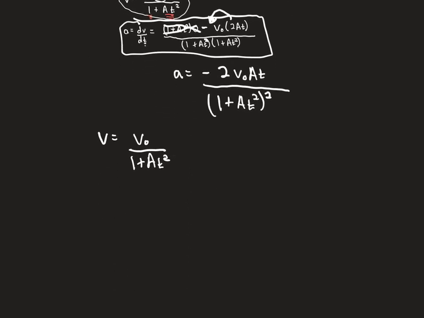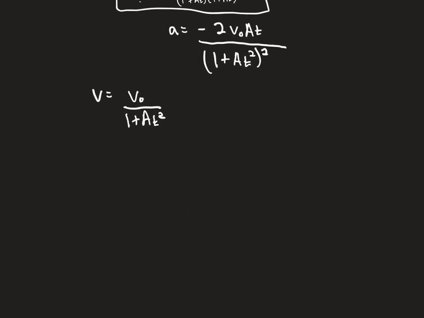I don't like working with quotients. I don't like division. So I can rewrite this as v equals v naught times 1 plus a times t squared raised to the negative 1 power. This is the exact same thing. This is still a quotient, but now I can use the product rule to take this derivative. So the acceleration is still dv over dt, and I can take the product here.